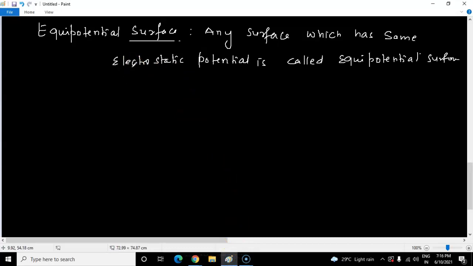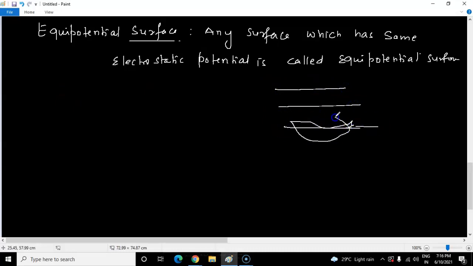Any surface which has the same electrostatic potential is said to be an equipotential surface. Okay? You can write it here: all the points of the equipotential surface are at the same potential. So there is no work done in moving a test charge between any two points on the equipotential surface.